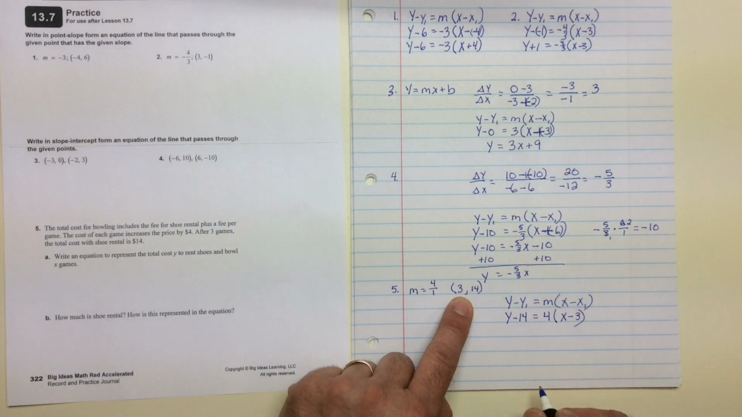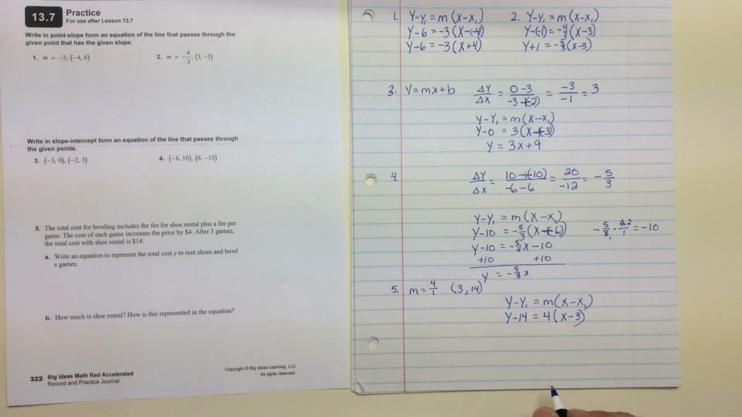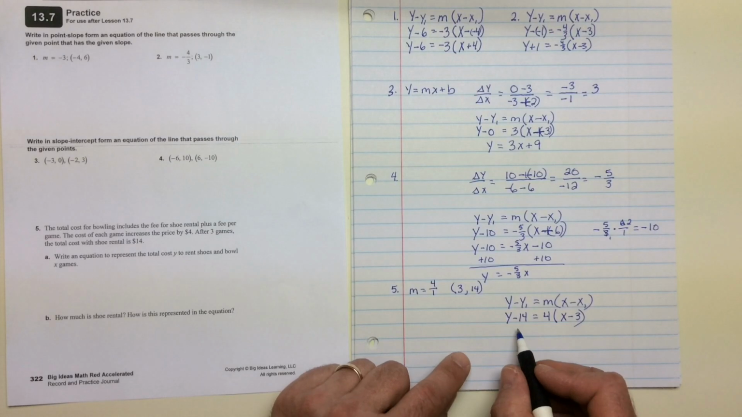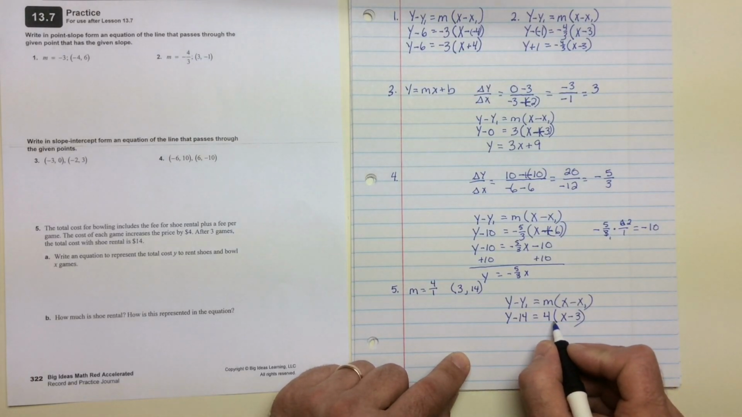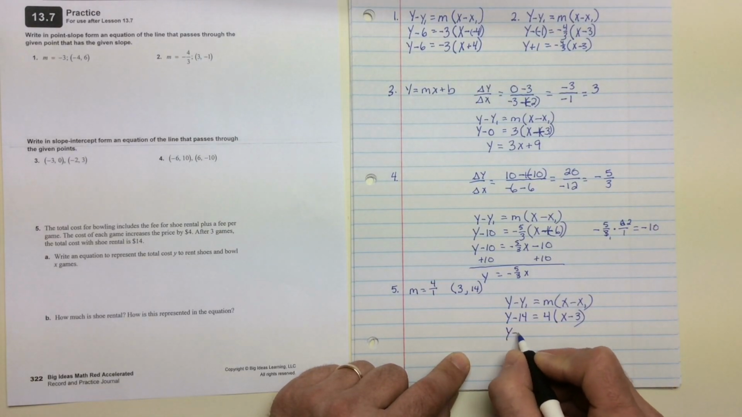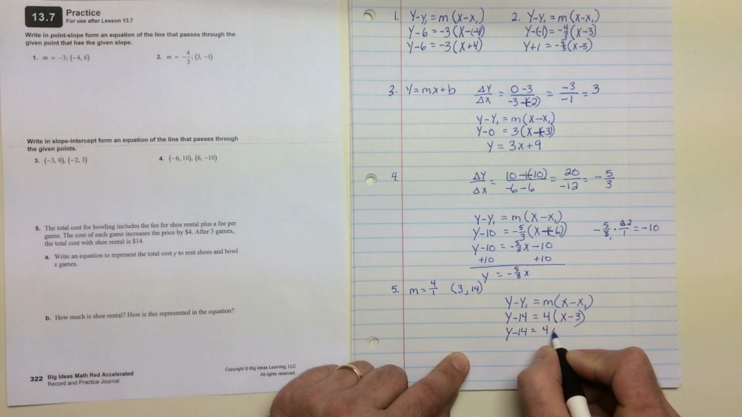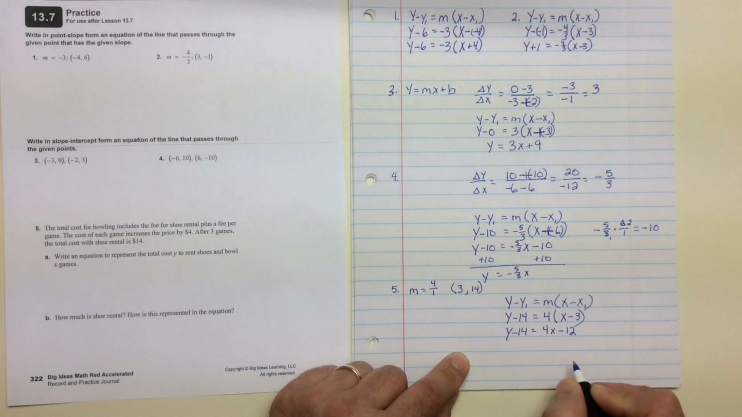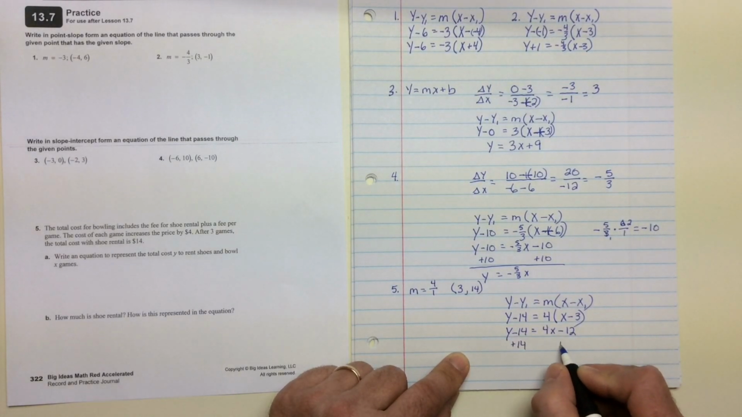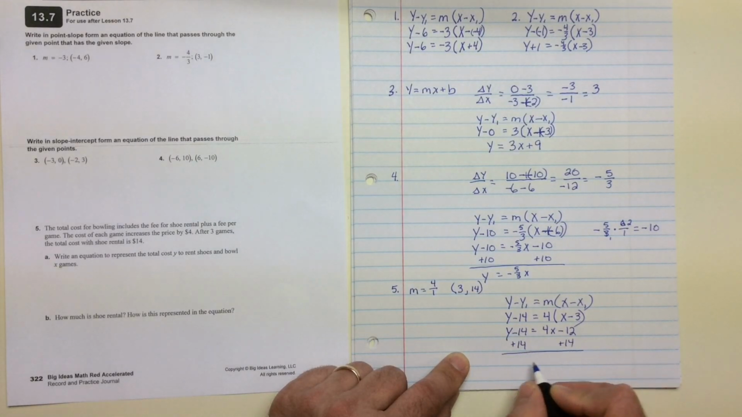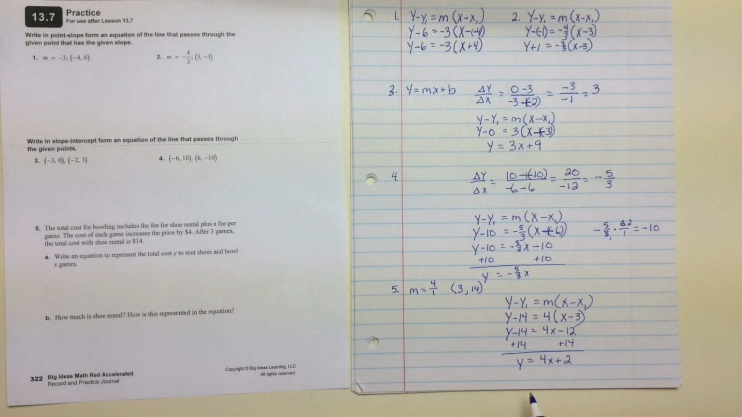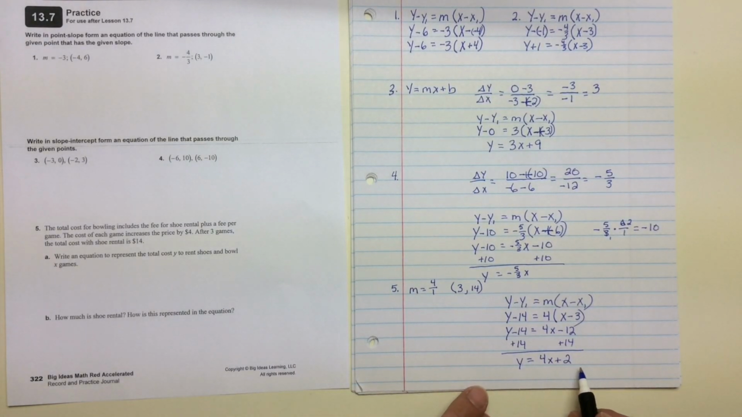And now I do want to solve and put this in slope-intercept form. So we'll first distribute this 4. Y minus 14 equals 4x minus 12. Add 14 to both sides. Y equals 4x plus 2. So that's in slope-intercept form.